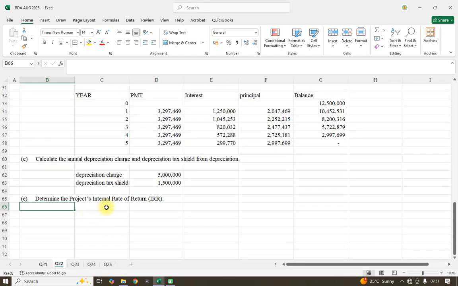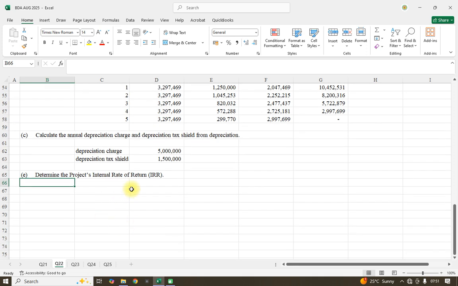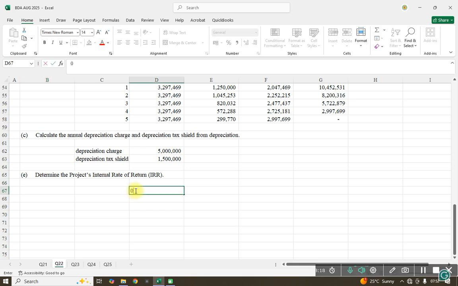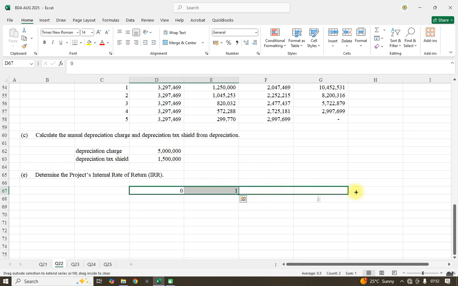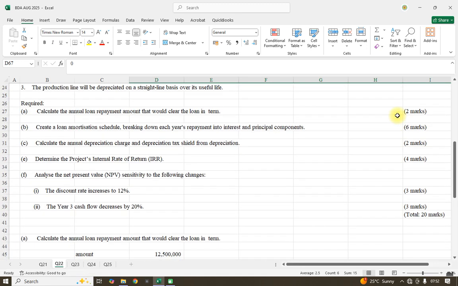So determine the project internal rate of return, the IRR. We need to determine the IRR. So for our internal rate of return, the first thing we determine is our net cash flow. Yeah, our net cash flow is what we need. And I can have my year 0, year 1, up to year 5.